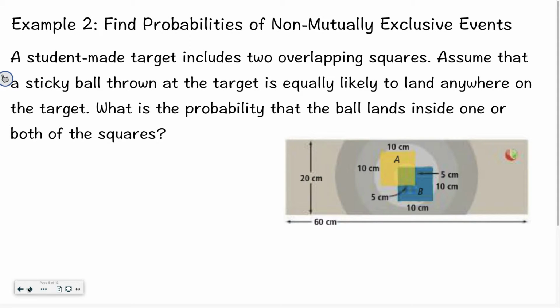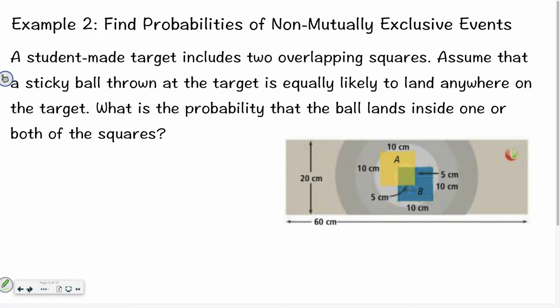All right, example 2. Find probabilities of non-mutually exclusive events. So a student-made target includes 2 overlapping squares. Assume that a sticky ball thrown at the target is equally likely to land anywhere on the target. What is the probability that the ball lands inside one or both of the squares? So as soon as you have things that are non-mutually exclusive, that usually means that there's an overlap somewhere. This is a nice example because there's a visual overlap to help you understand.